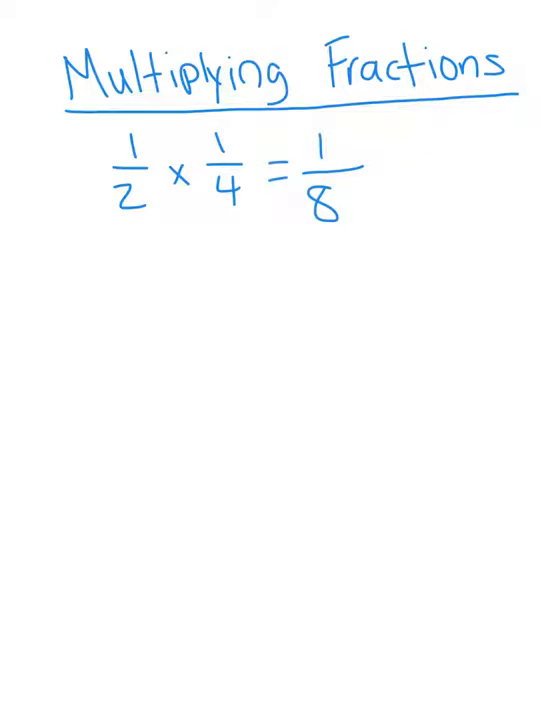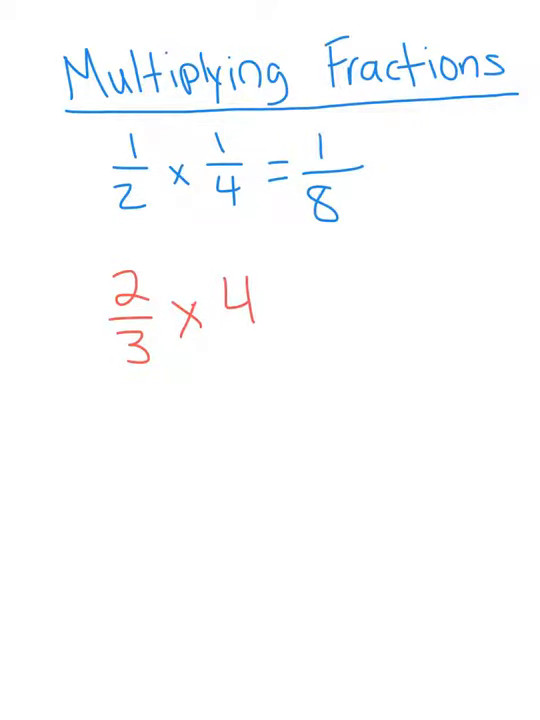Sometimes we'll see a problem that looks like this. It'll have maybe a fraction that we're used to seeing, but it'll be multiplied by a whole number. So what do we do in this case? Well, we have to change our whole number, so 4, to a fraction so we can multiply across.